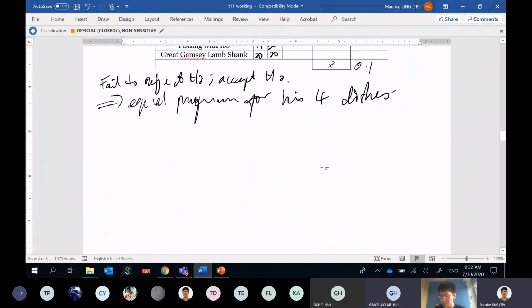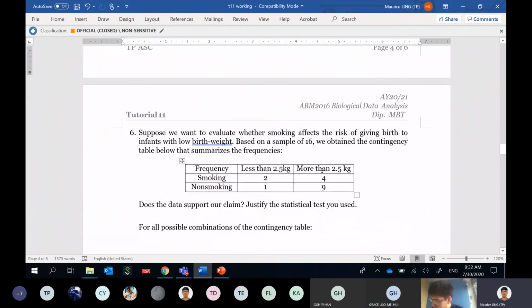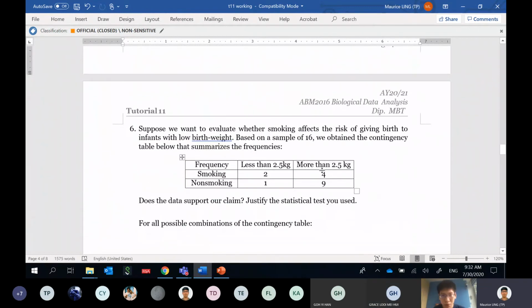Okay, let's do the last question. The last question is actually very tough. It deals with when the sample size is too low. Then you have to use the Fisher exact test. The problem with the Fisher exact test is this.